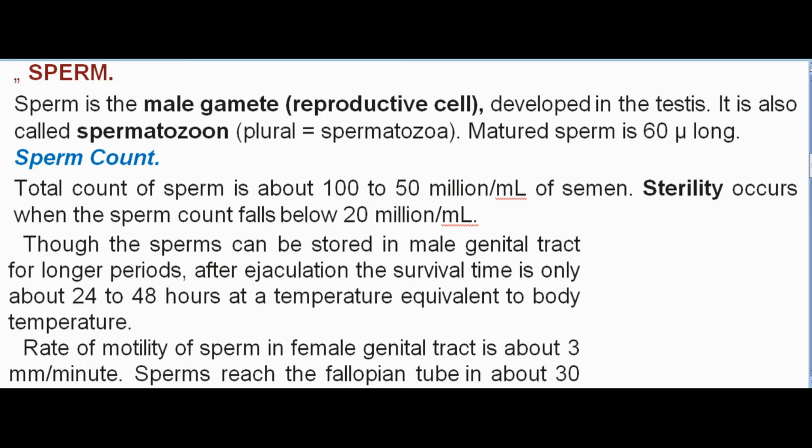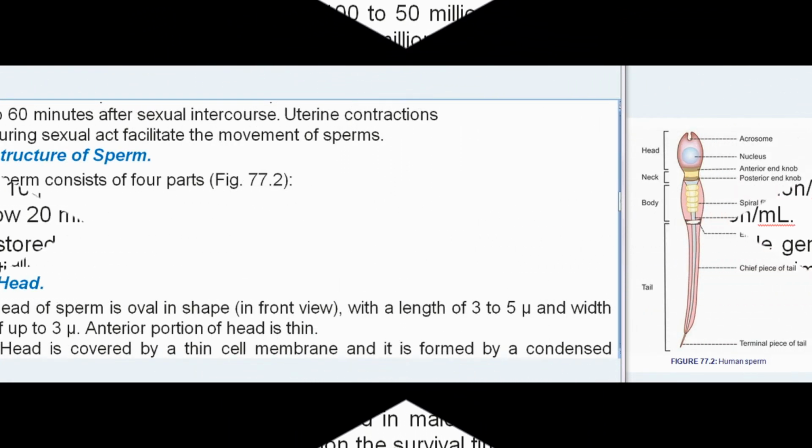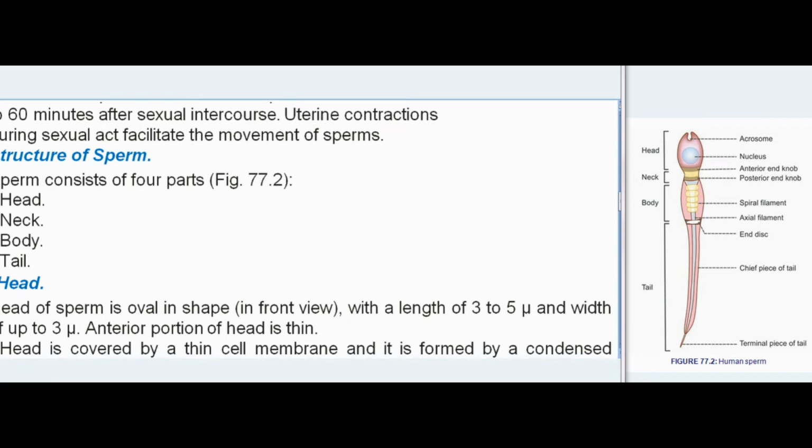Though the sperms can be stored in male genital tract for longer periods, after ejaculation the survival time is only about 24 to 48 hours at a temperature equivalent to body temperature. Rate of motility of sperm in female genital tract is about 3 mm/minute. Sperms reach the fallopian tube in about 30 to 60 minutes after sexual intercourse. Uterine contractions during sexual act facilitate the movement of sperms.